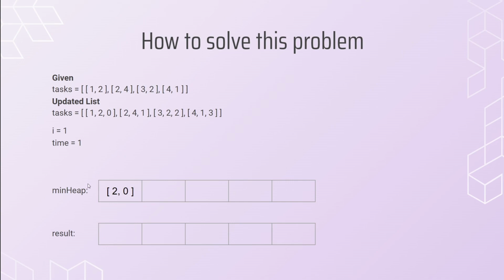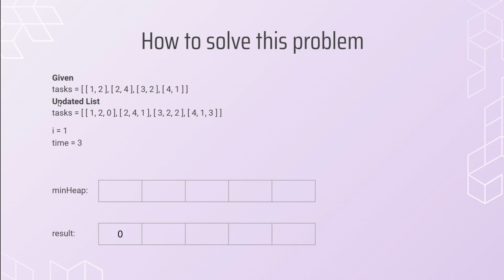So we pop this value and increment our time value by 2, because that's the processing time. That's how much time it took to process this specific job. And because this has already been processed, this value's index gets added into the result. So that happens here. New time is 3, result is equal to 0. Now we repeat this process over again.